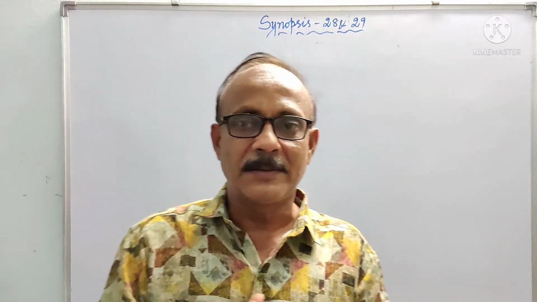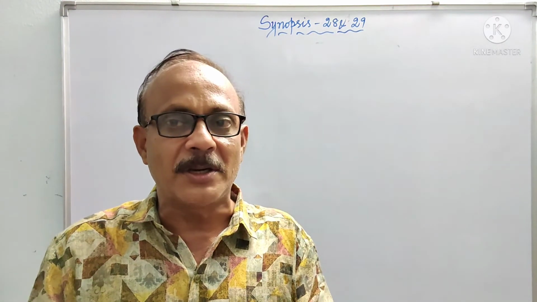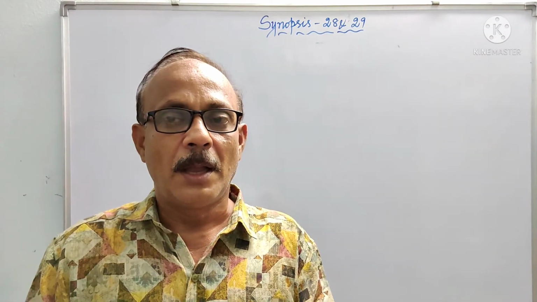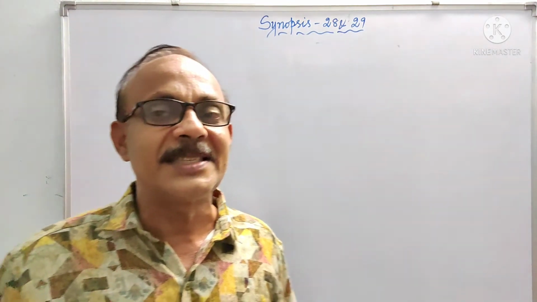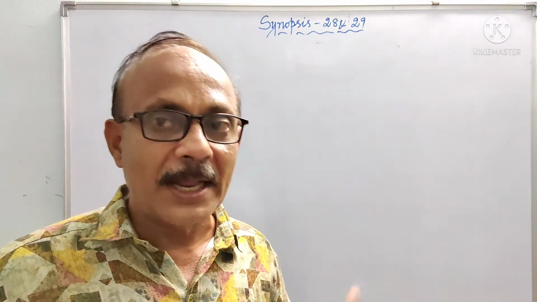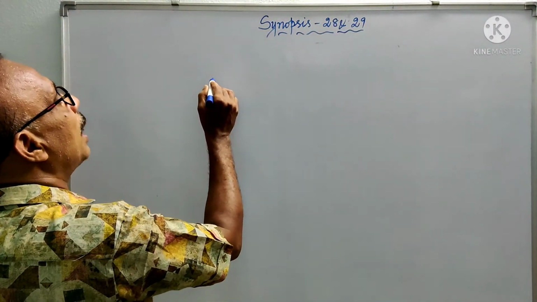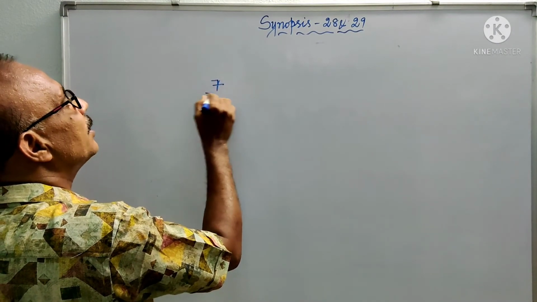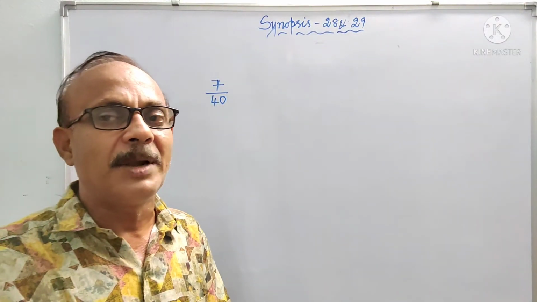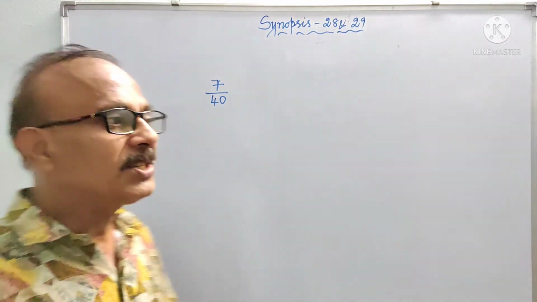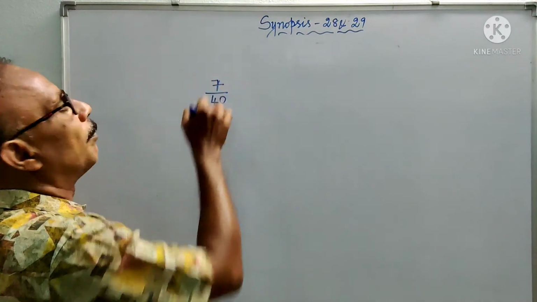For this, the rule is, if the denominator of a fraction in its lowest terms has no factors other than 2 and 5, then it represents a terminating decimal, or else it represents a non-terminating repeating decimal. Now let us see. For example, you want to check whether 7 by 40 represents a terminating decimal or non-terminating recurring decimal. First, check whether this is in simplest form or not. Yes, it is in simplest form.